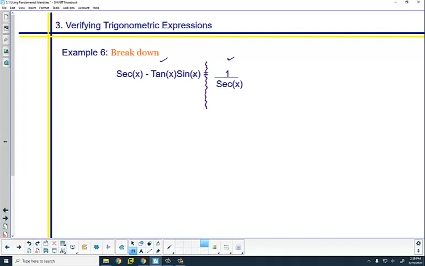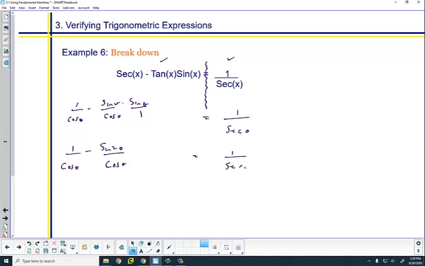My hint here is to break things down. I cannot factor anything out. I can't use a Pythagorean identity, so it's very similar to what we've been doing, breaking things out. So secant is 1 over cosine. Tangent is sine over cosine times sine. All right, we're saying this equals 1 over secant. All right, 1 over cosine minus, all right, this is sine over 1, so sine times sine is sine squared. Cosine times 1 is cosine, and this is supposed to be 1 over secant.